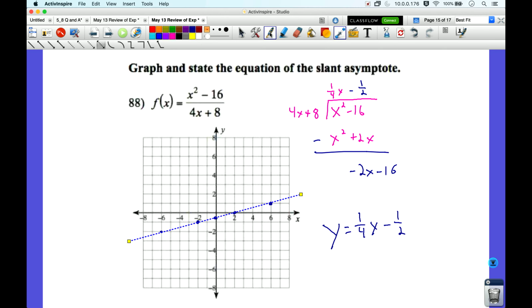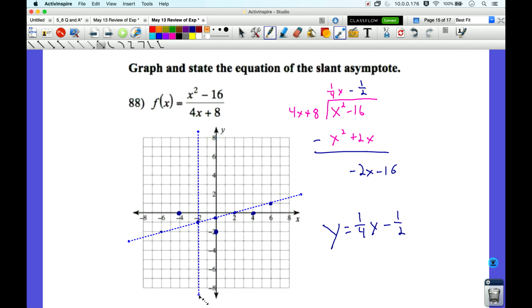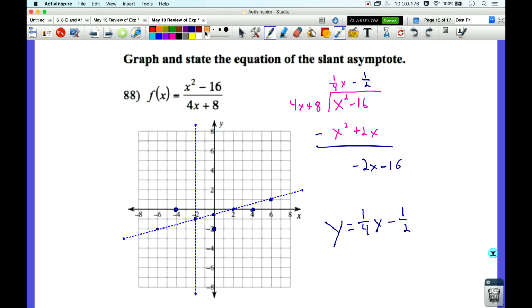Let's see, the top can factor into an x plus 4 and x minus 4, so those give me my x-intercepts. The constants give me a y-intercept of negative 2. And on the bottom, if I set that equal to 0, I'll get x equals negative 2 as my vertical asymptote. All right, connect up all the dots, and lie tangent to the asymptotes. And we get a graph that looks like this in red.